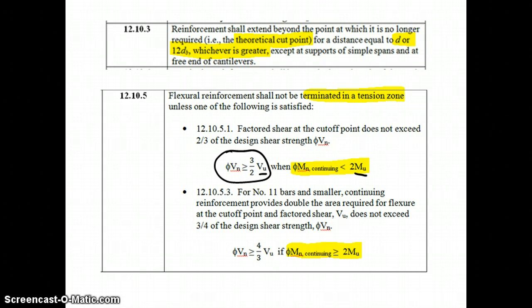So once we've applied 12.10.5, we can either determine the stirrup spacing required for us to be able to terminate this bar in a tension zone, or we can extend the bar past the first possible termination point to a place where this equation holds true, either 12.10.5.1 or 12.10.5.3.